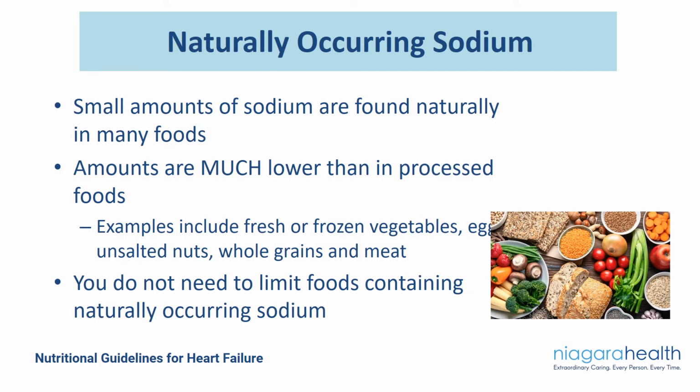The third and final source of sodium in the diet is through naturally occurring sodium. Small amounts of sodium are found naturally in many of the foods we eat daily. However, the amounts are much lower than in processed foods. Examples include vegetables, eggs, unsalted nuts, whole grains, and meat like chicken and beef. This only contributes a small amount to our total sodium intake and therefore does not need to be limited. Food with more than 200 milligrams of sodium per serving is not due to naturally occurring sodium, but rather due to added sodium.